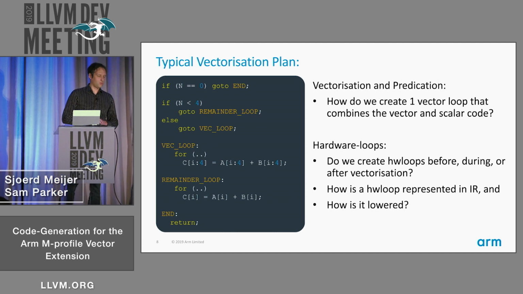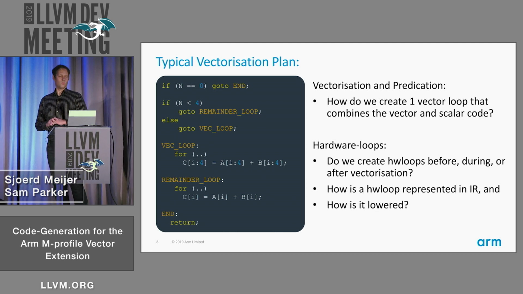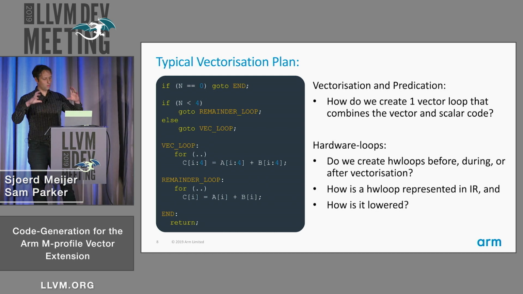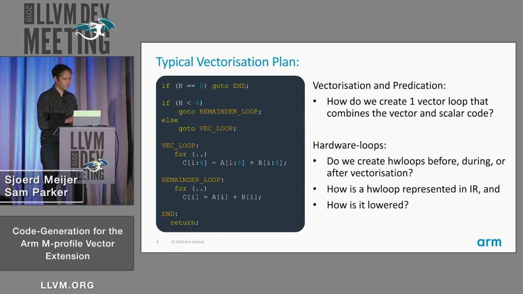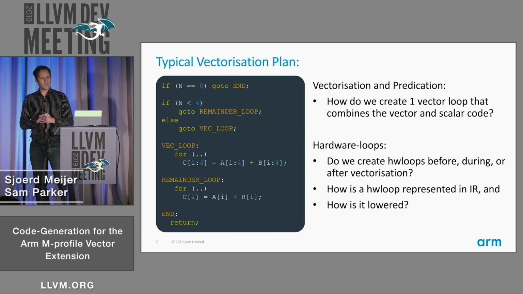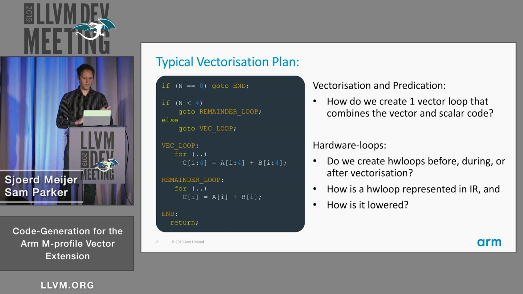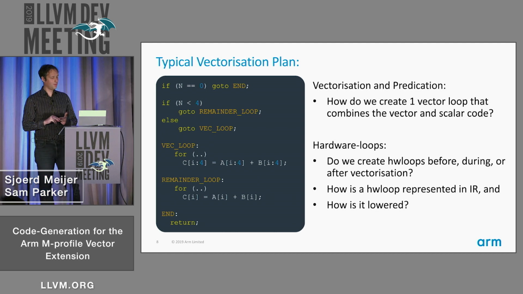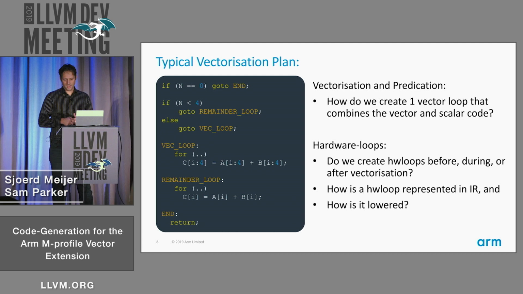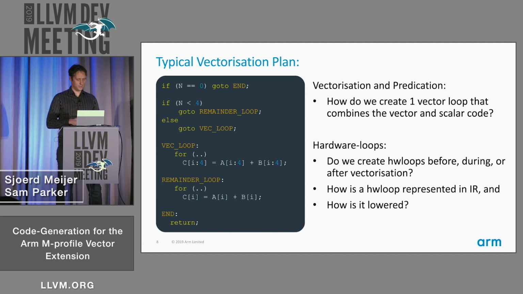Well, there is a lot of control and a lot of loops, and that's not what we want. So the questions, kind of the puzzles that we needed to solve, is how do we create one loop for the vector and the scalar code? And we also need to create a hardware loop. So the question was, where do we do this? Before vectorization, during, or after? And how do we actually represent a hardware loop? How do we do this in IR? And then also, how do we lower this?